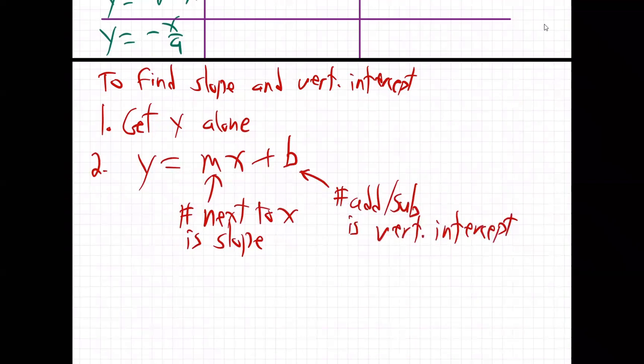Is that making sense? What we're going to need to do on these problems is find a slope and a vertical intercept, because that's what they're asking us for. To do that, you've got to get y alone. When you get y alone, the number next to x will be the slope, and the number added or subtracted afterwards is the vertical intercept.